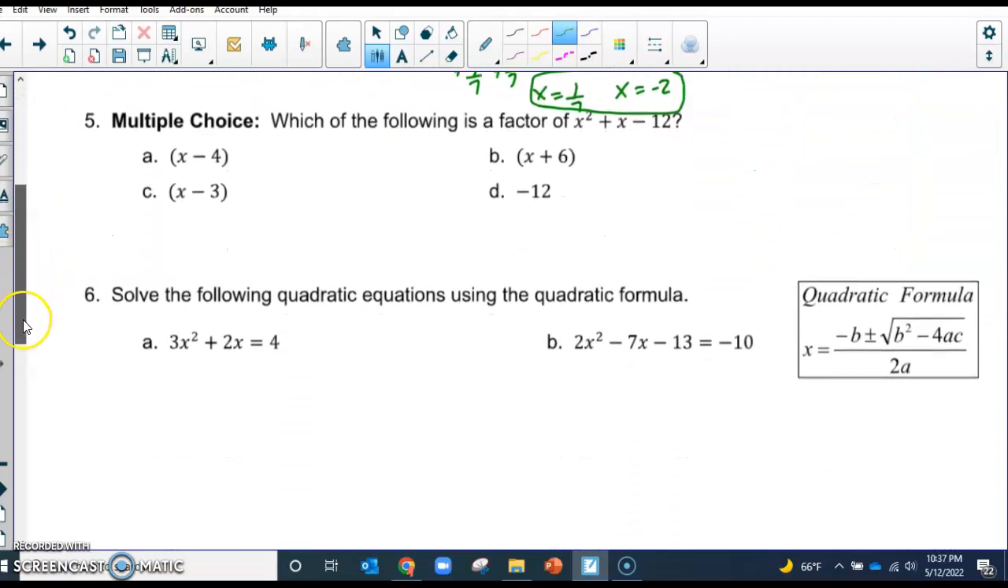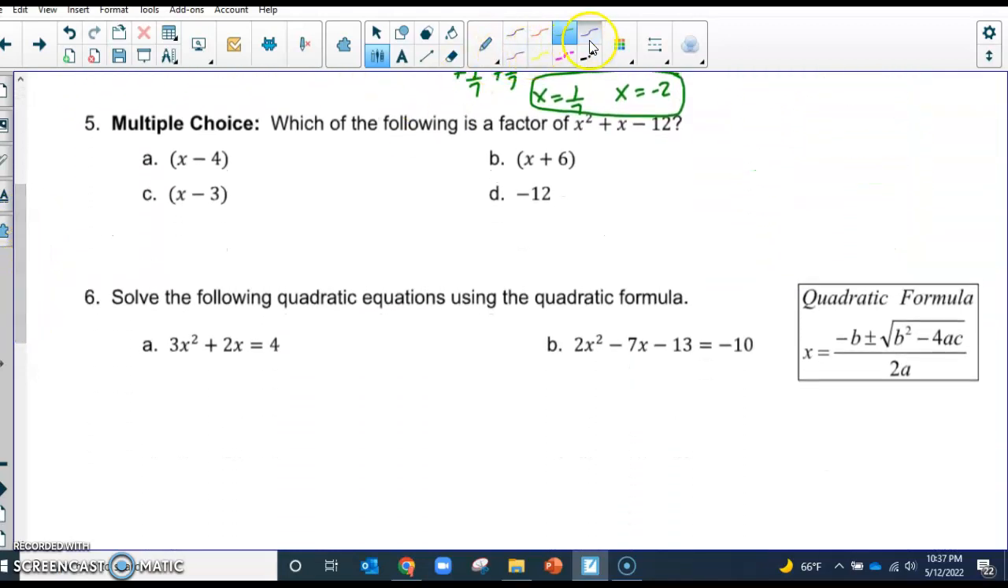Moving down here to number 5, it says, which of these multiple choice answers is a factor of this? And I'll rewrite this again. We've got x squared plus x minus 12. I'm going to use SAM. So I need to know what multiplies to 12 that adds to 1. 3 and 4 are going to be our winners.